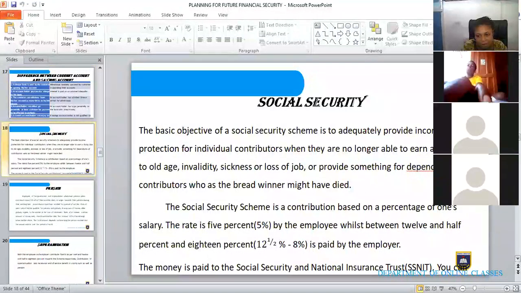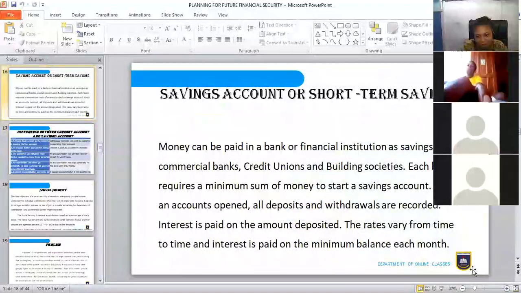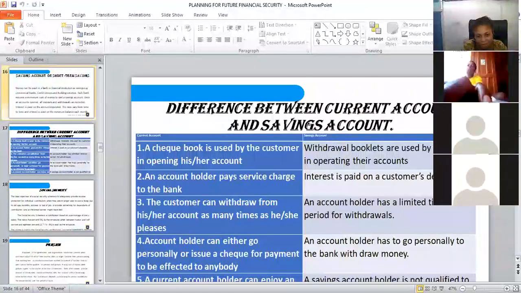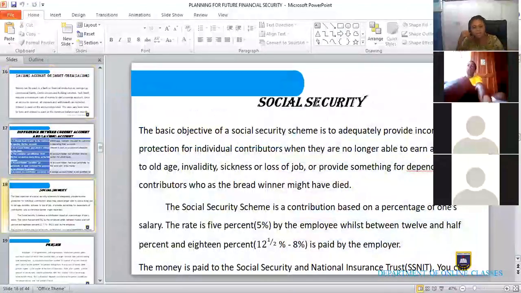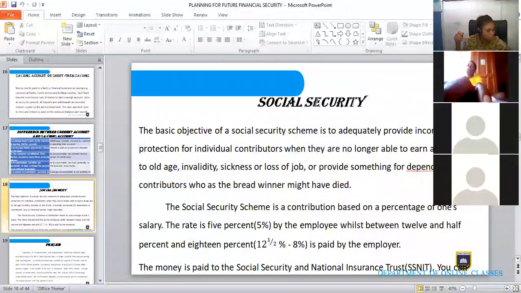Okay, we are still on planning for future financial security. So now we are going to talk about social security. Because we said it is a way employers, both employers and employees, save some money towards their retirement or when they are no longer working.